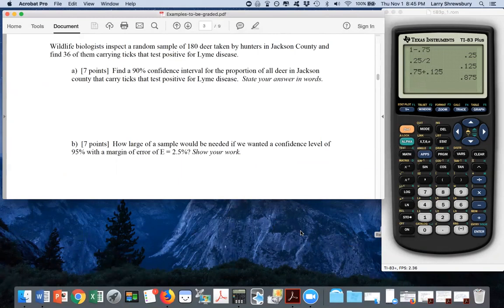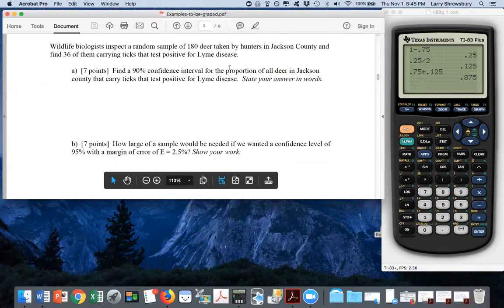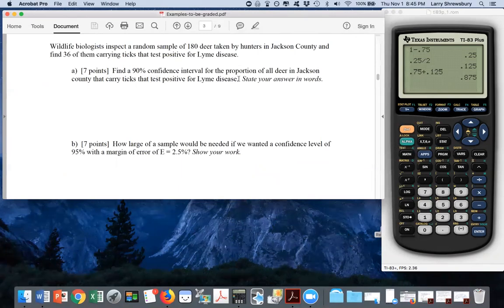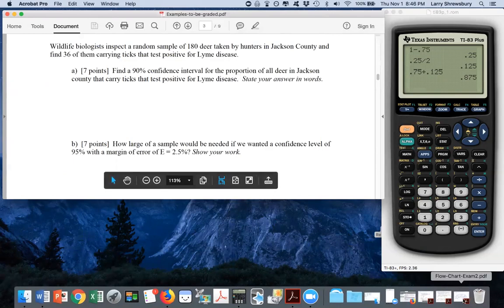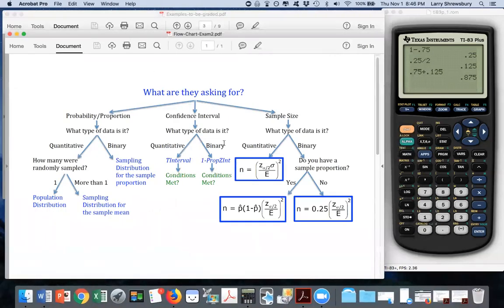It's categorical data. Oh, well, if it's categorical data, then you should just be dying to know what the population proportion is. And what is that? The population proportion of all deer in Jackson County that are carrying ticks that test positive for Lyme disease. Maybe something you'd want to know if you're hiking out there in the woods that are just loaded with ticks thanks to those deer. All right, so according to your little flow chart, binary, you know what to use. You're going to use one prob z-int to get that interval.